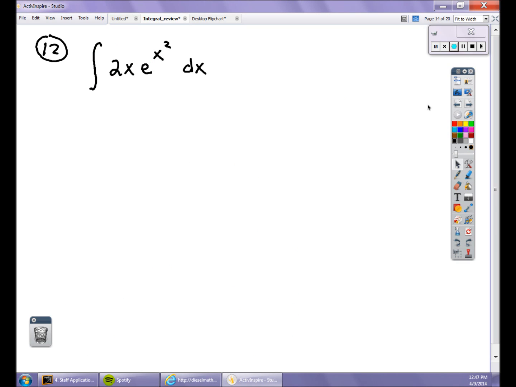Here's question 12. In this one, I would let u equal x squared. The derivative of x squared is 2x dx. Convenient, you have 2x directly in front.